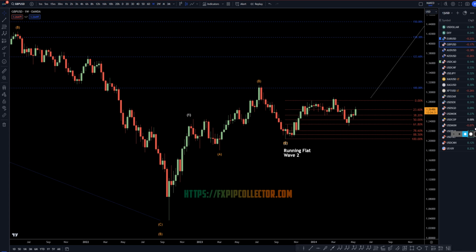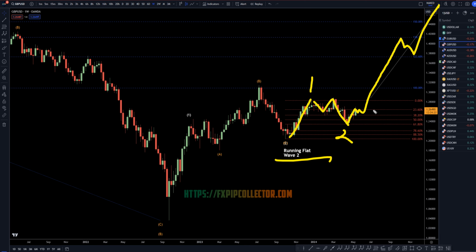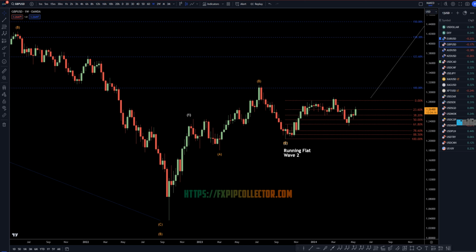Heading down to the weekly time frame, I think this is a running flat wave 2. That makes this right here a wave 1. That makes this right here an ABC of 2. That would also make this right here already in that wave 3 to form that flat pattern like I was showing on the monthly time frame. So taking it down to the daily time frame.